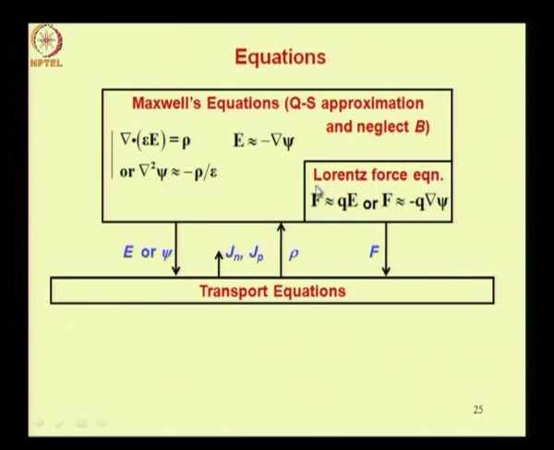The force on the charge q is given by F is equal to q times E, or since E is given as negative gradient of psi, force is equal to minus q times gradient of psi. So these are our electromagnetic field equations, only 3 of them.